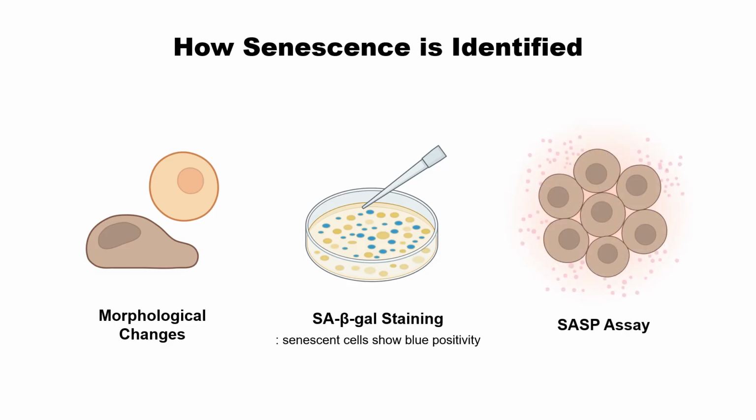Lastly, the senescent cells secrete a lot of inflammation factors. This is called SASP, or senescence-associated secretory phenotype. So by detecting this secreted material, we define whether these cells are senescent or not.